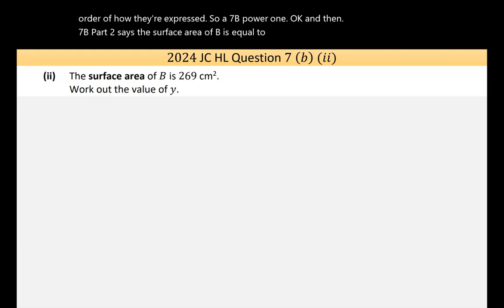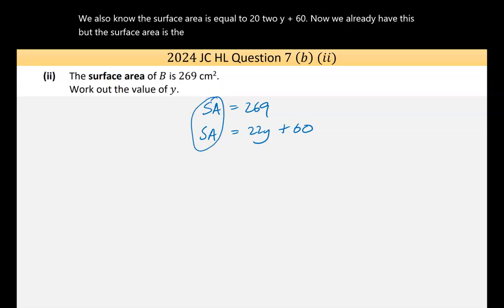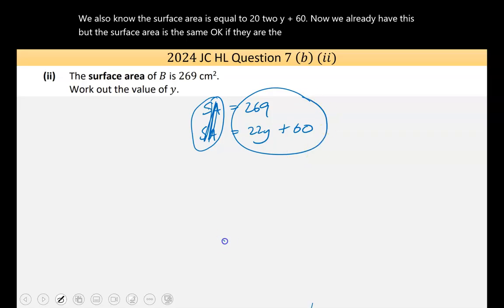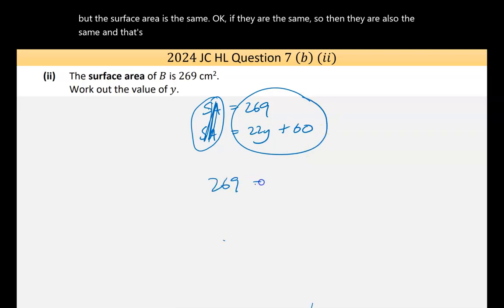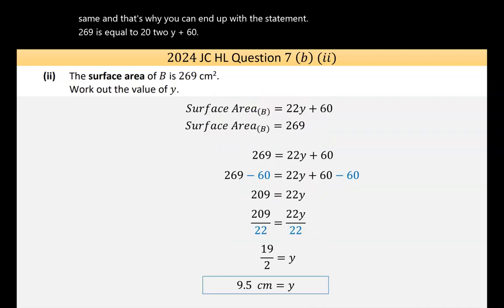And then 7b part 2 says the surface area of B is equal to 269. So surface area is equal to 269. We also know the surface area is equal to 22y plus 60. Now we already had this, but the surface area is the same. If they're the same, then they're also the same, and that's why I can end up with the statement 269 is equal to 22y plus 60. I'm going to use the notes for simplicity. Okay, so that's where we left off.